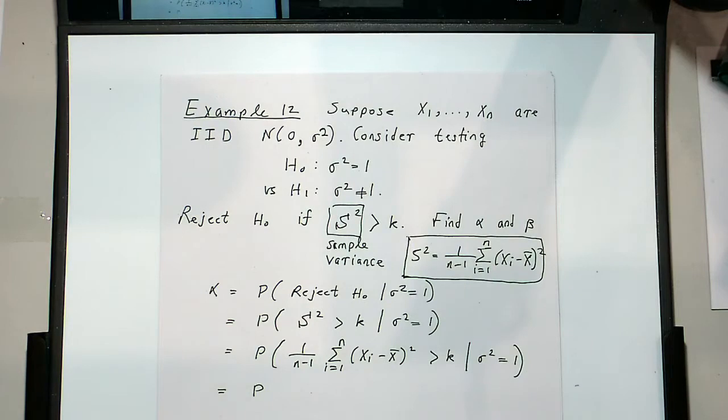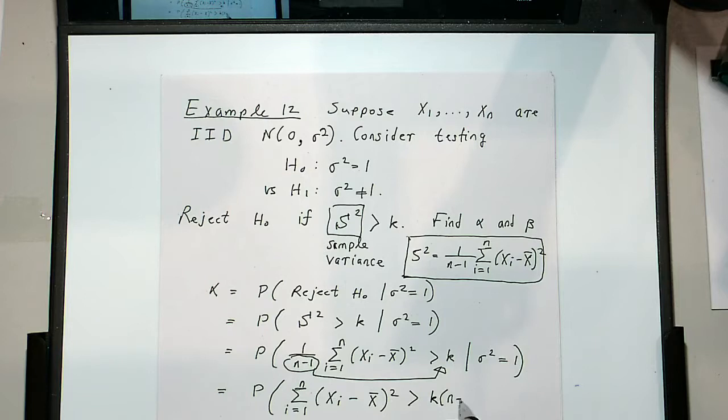Now, what I'm going to do is take the n minus 1 to the right-hand side of the inequality, right? So I'm going to take this guy here to the right-hand side. So this will become, all right.